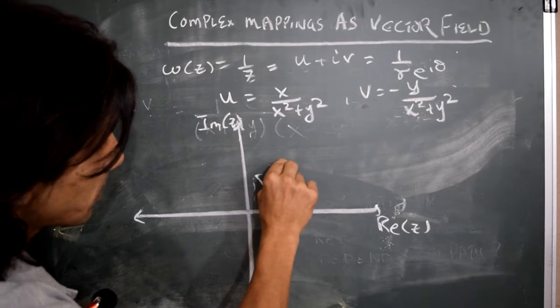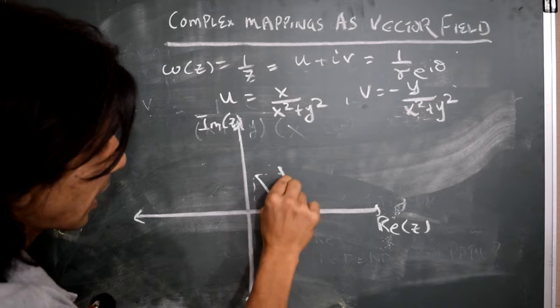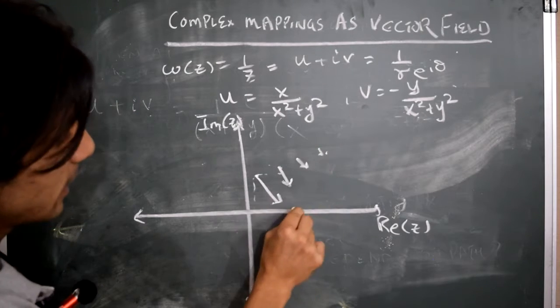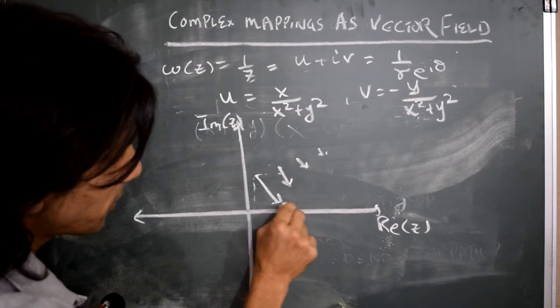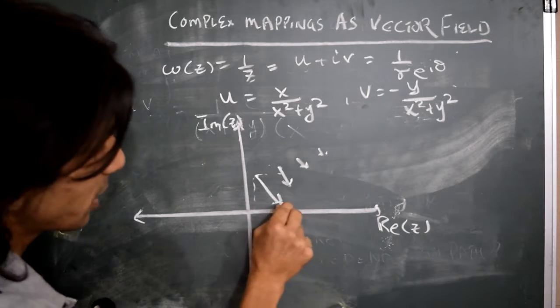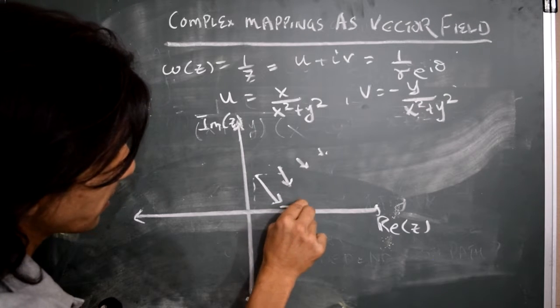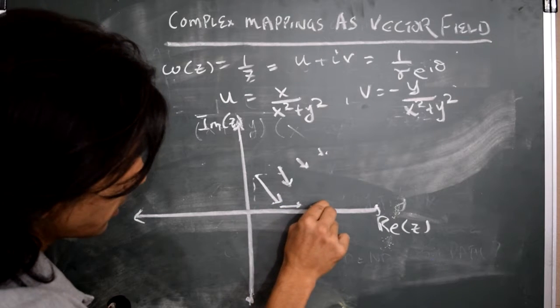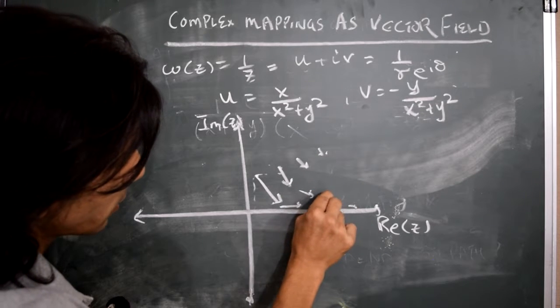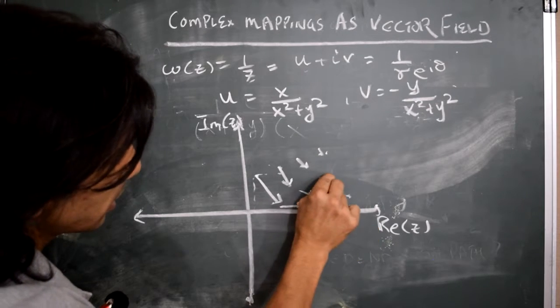If we move further away from the origin, the length of the arrows will decrease, like this. Okay, and then if we are, let's say, somewhat parallel to the x-axis, then the v component is essentially 0, so the arrows will look something like this, with the length decreasing as we move away from the origin, and likewise this vector field will look like this.